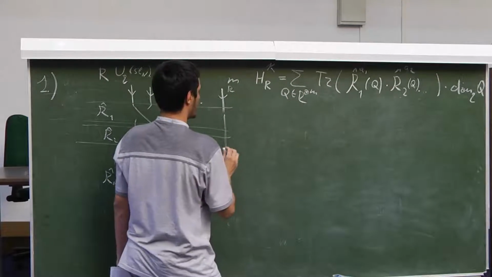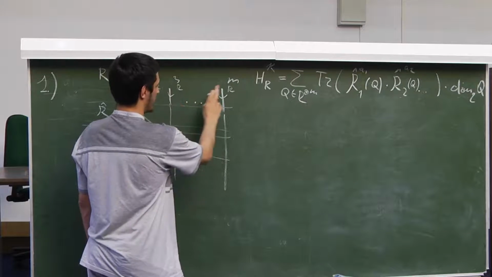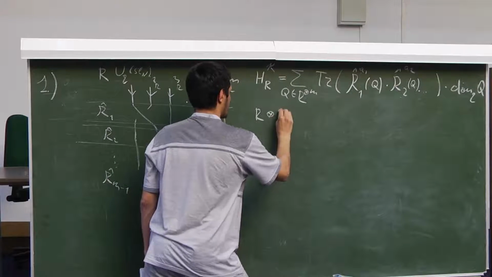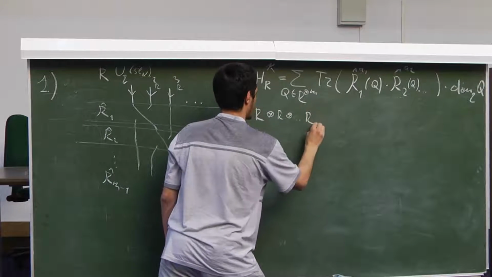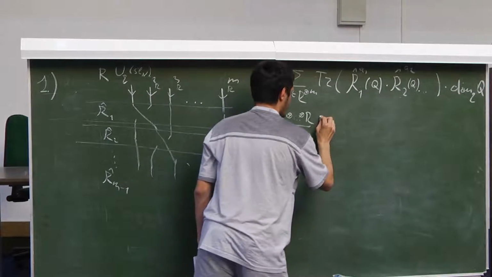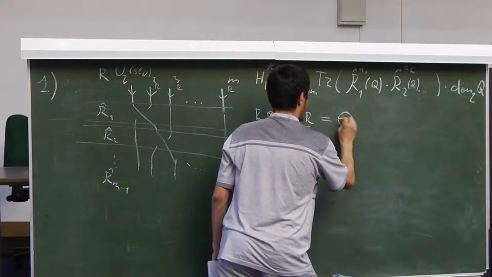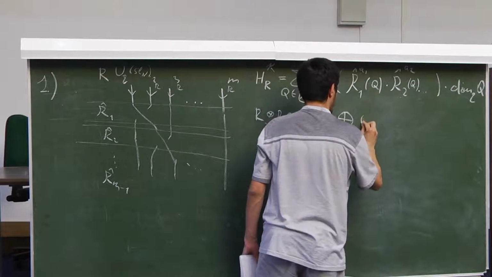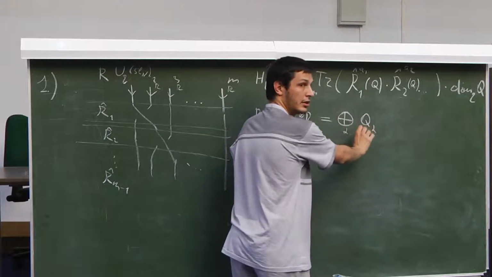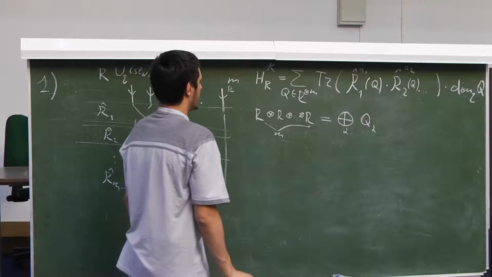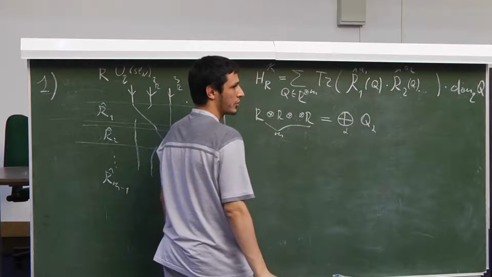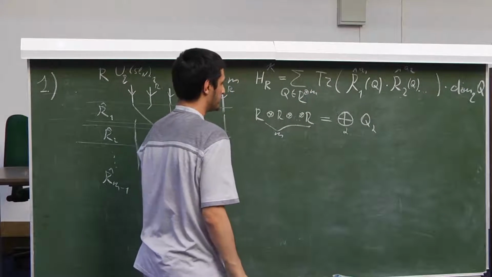Q is the following. Since I have M strands, then I have an M-fold tensor product of representations, and I decompose it into a sum over all irreducible representations Q. It is a finite sum, and here I have a sum over all such terms which appear in this product.